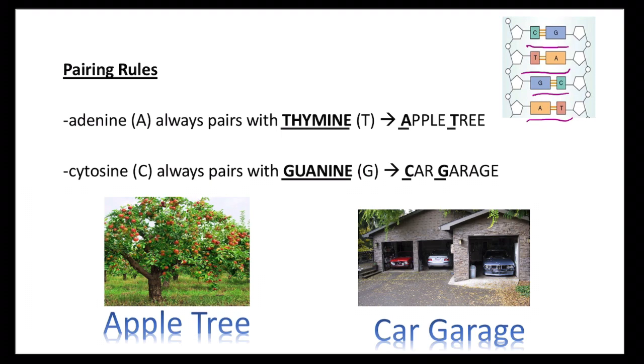And this is to allow the DNA to twist up into that helix structure. If it wasn't paired properly, this wouldn't work. There is always one big one with one small one, a purine with a pyrimidine.